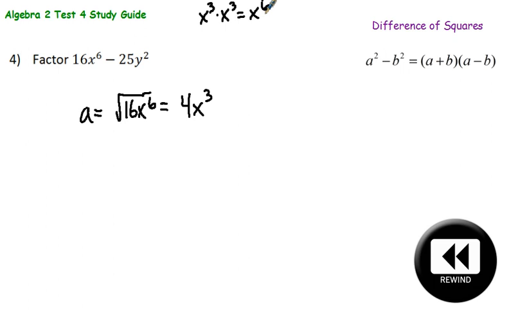And then we're just going to take the square root of the second term. Ignore the minus sign. Just put that as a positive 25y squared. Square root of 25 would be 5. What times what makes y squared? Well, that would have to be y.